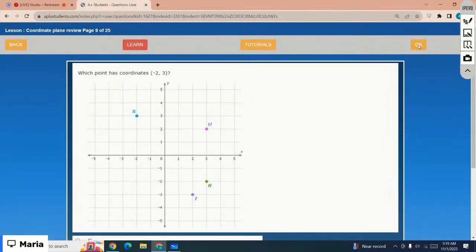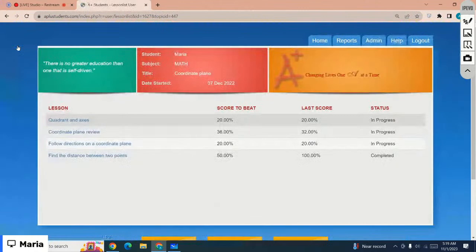Okay, you can complete the lesson by yourself later today. Let me just move on to the next lesson. The next lesson is follow directions on the coordinate plane. Let's just start with the lesson.